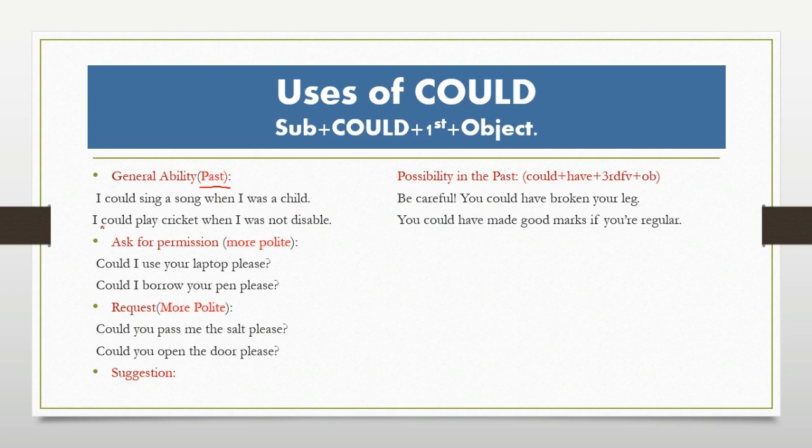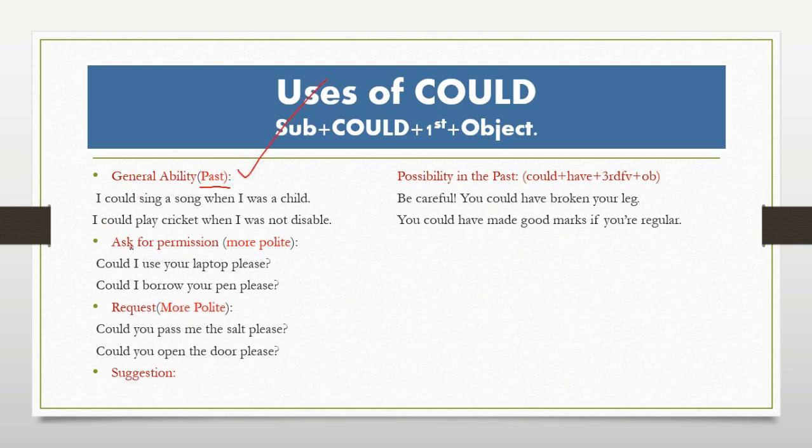Okay, the next example that I have written here: I could play cricket when I was not disabled. I was able to play cricket, but right now I am not able to play cricket. Why? Because I am disabled, but at that time I was able. So we use it for general ability.